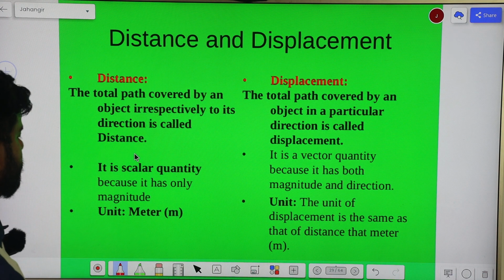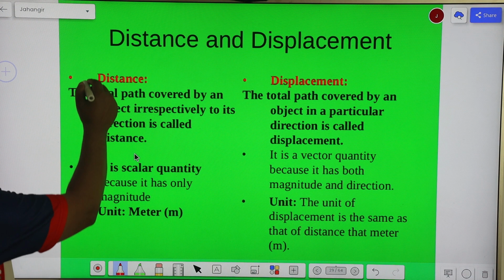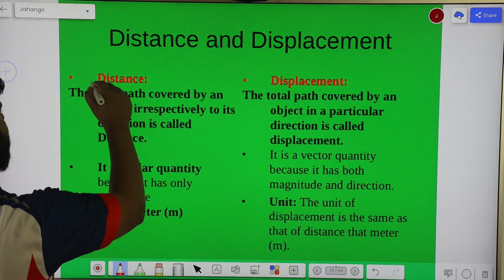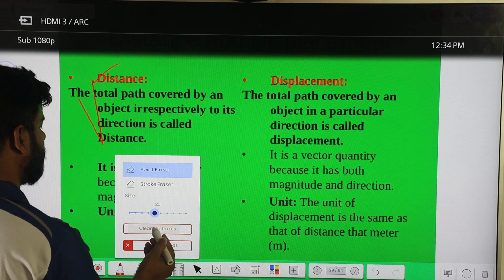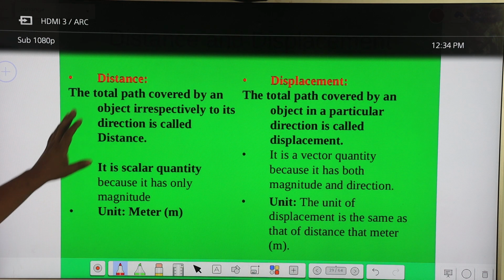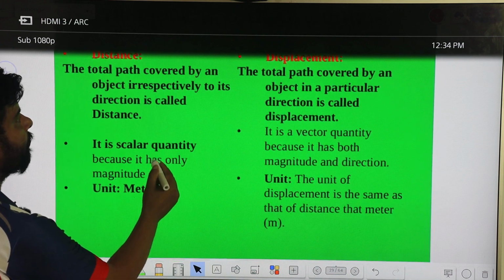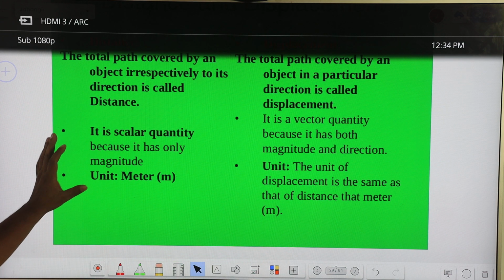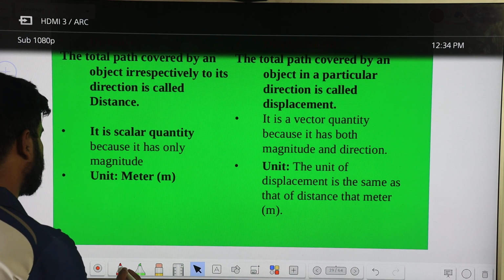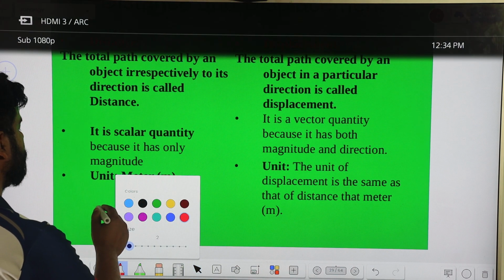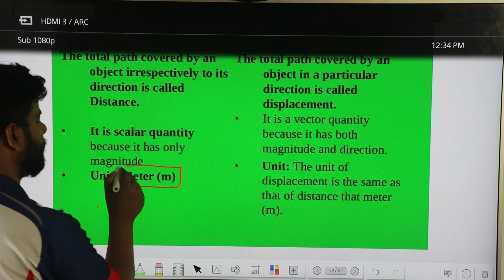Today I am going to discuss distance and displacement. Distance: the total path covered by an object irrespective of its direction is called distance. Distance is a scalar quantity because it has only magnitude, no direction. The unit of distance is meter. So remember, the unit of distance is meter.